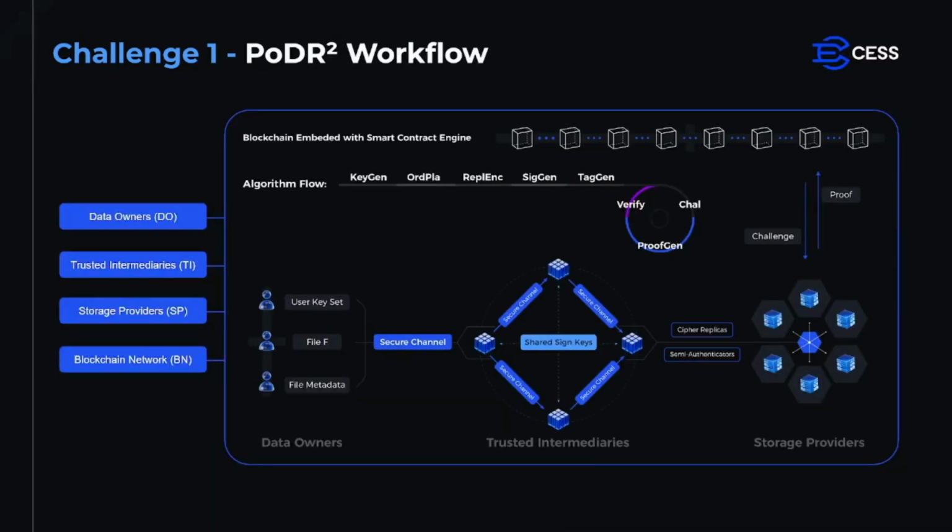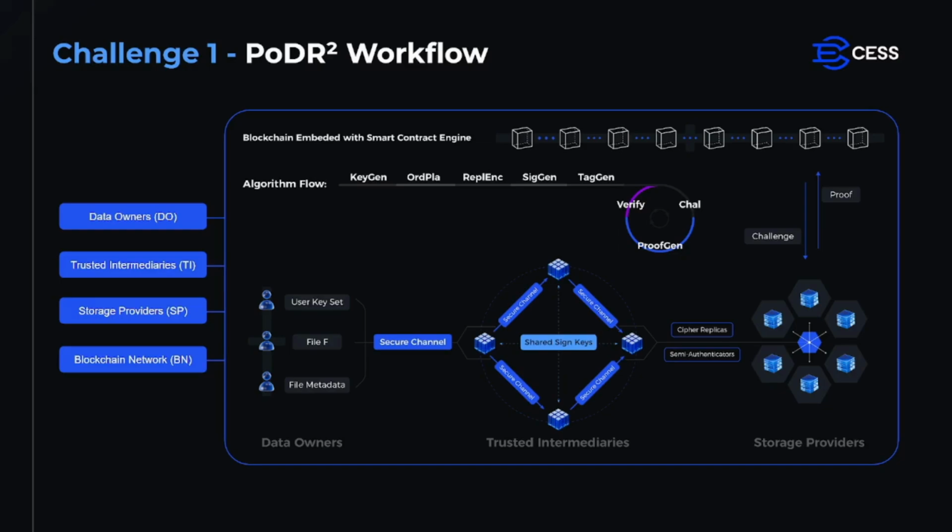The Challenge 1 PODR² workflow is designed to ensure data integrity and availability through a series of well-defined steps, as illustrated in the diagram. The process begins with key generation within the trusted execution environment. This key is securely shared with other trusted execution environments that join the network, ensuring that the key remains protected from external access. Following this, the order place step involves the user or data owner placing an order for storage.